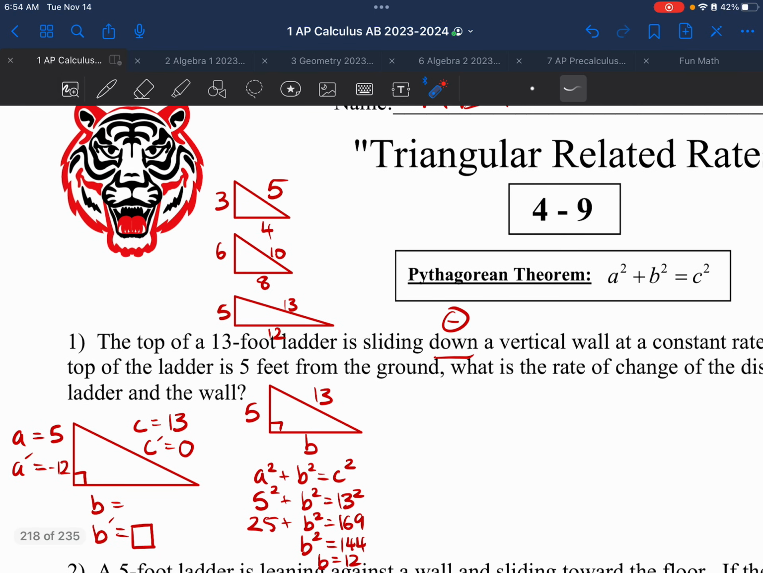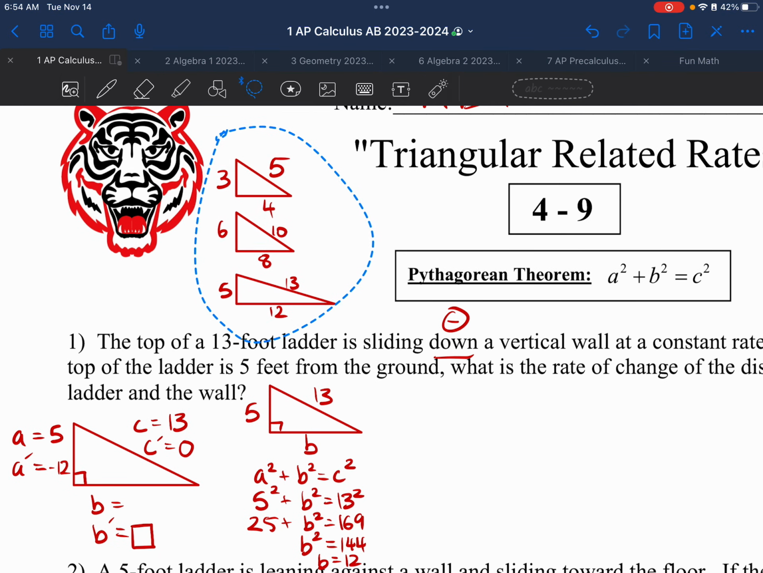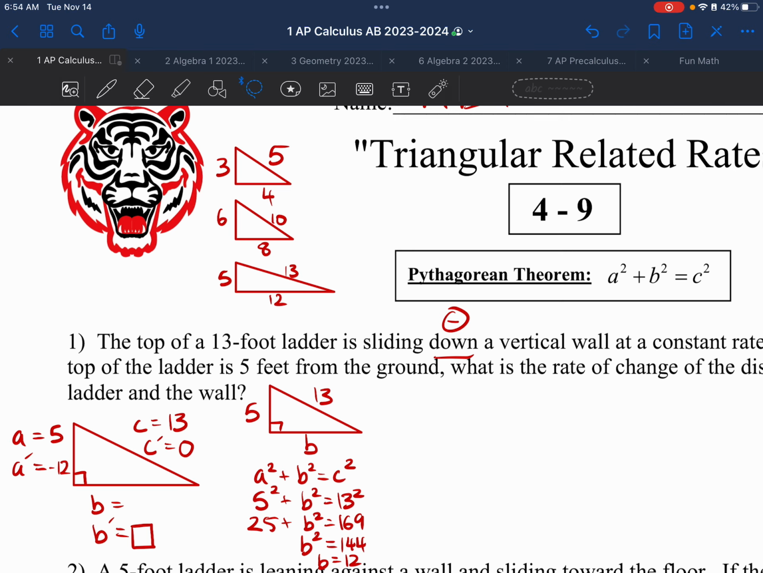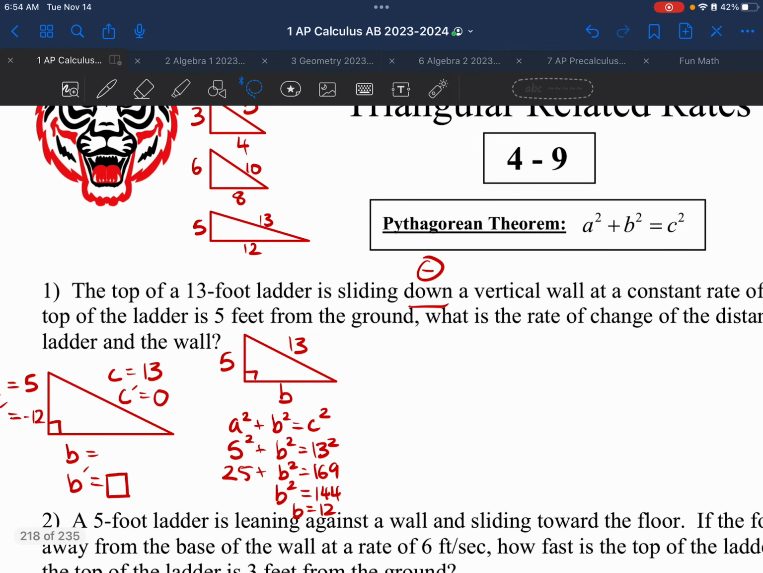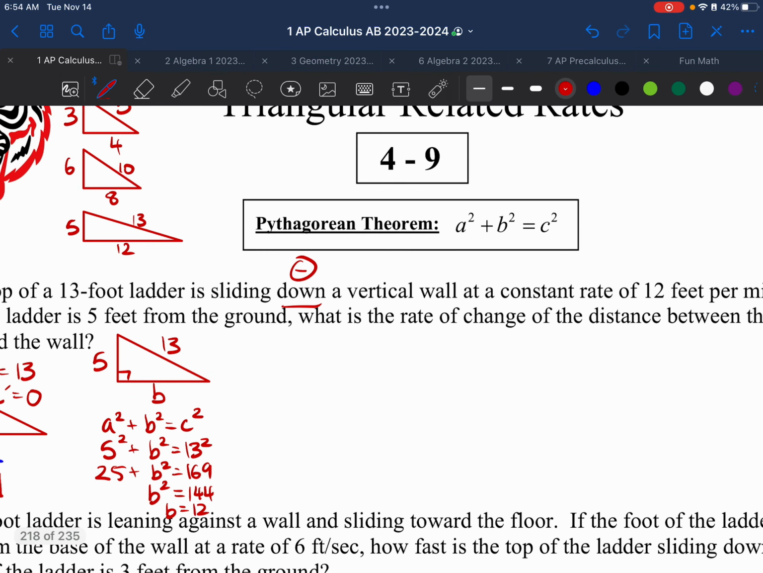I think if I move all these triangles up, then it won't be smushed into this problem so much. Cool. All right, so we have b is equal to 12, so we can plug that in. We can now solve with the derivative of the Pythagorean theorem. Just as a reminder, when we take the derivative, we get an equation which we simplify. The unsimplified equation is 2a a prime plus 2b b prime is equal to 2c c prime.